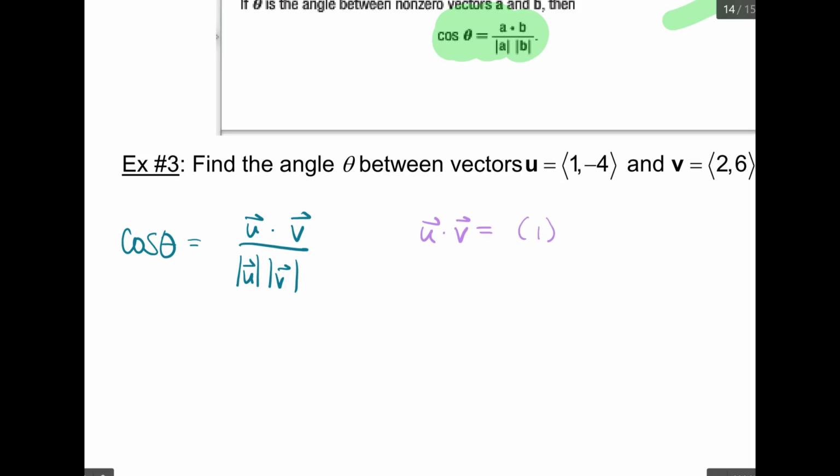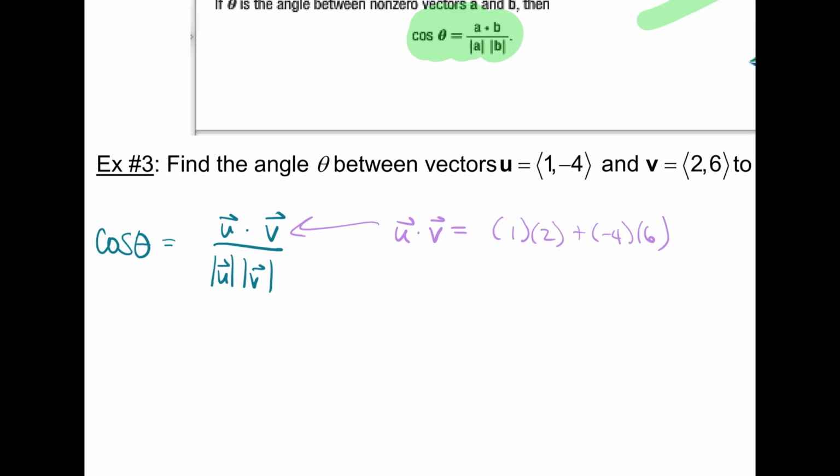The dot product is on top. So it's going to be 1 times 2 plus negative 4 times 6. This is the dot product. So that's 2 plus negative 24, so that's negative 22. Absolute magnitude of u. Actually, let's do v first. Negative 22. Let's do the absolute magnitude of v first.